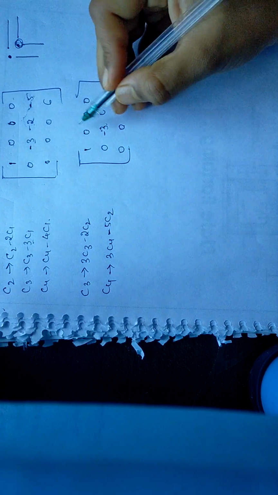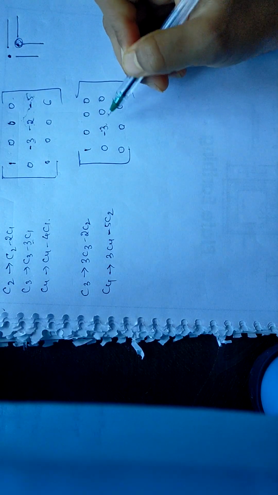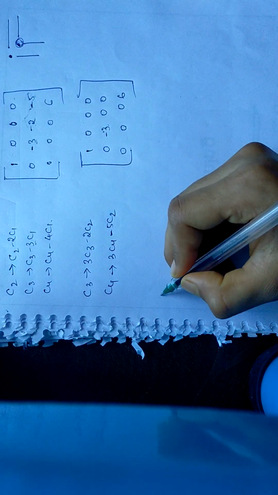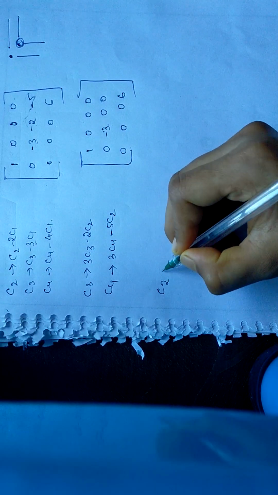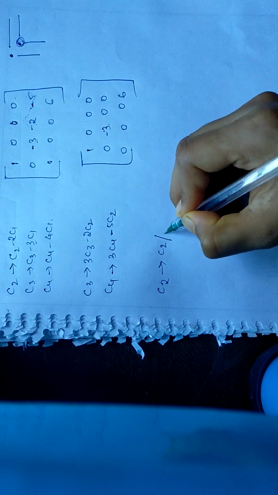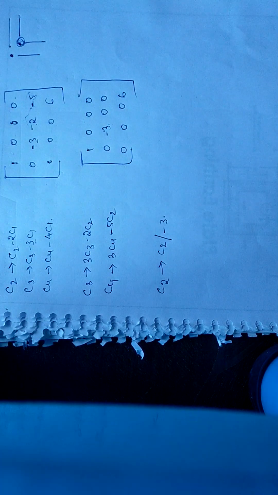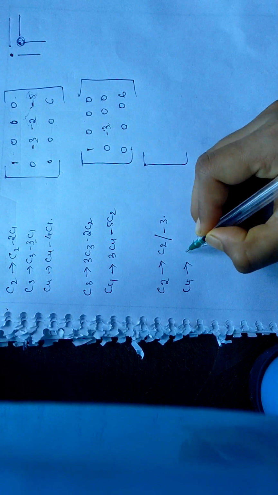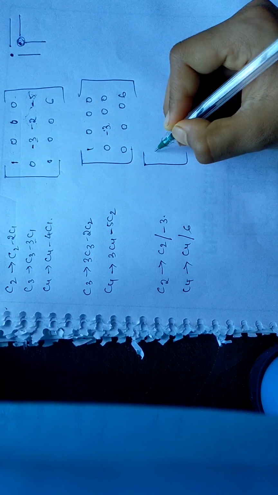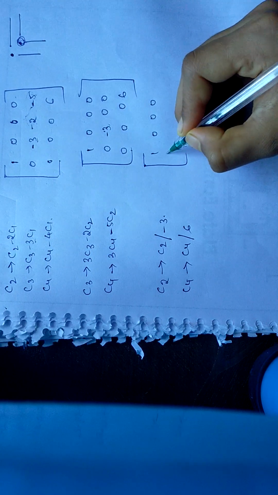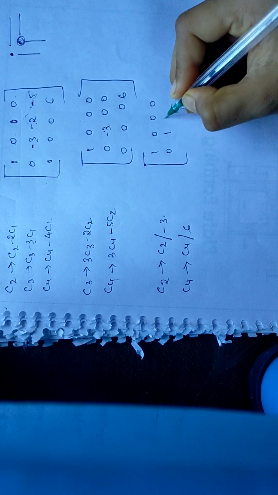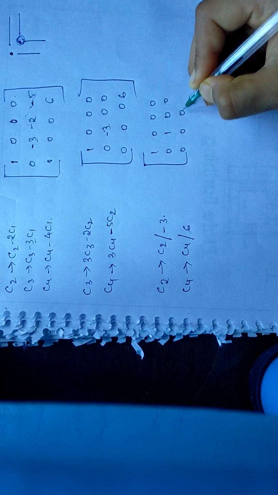So first I will try making them ones. Okay, because an identity matrix will have 1s. So what I'll do, I'll multiply C2 by minus 3, and also C4 by 6. Then you'll get 1, 0, 0, 0, minus 3 by minus 3, minus minus cancel, 3 ones are 3. So 0, 0, 0, 0, 0, 1.